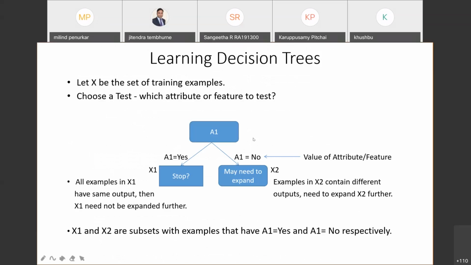Okay, so let me continue and then we will go into a little more depth now. Now let X be the set of training examples. Let's choose a test on an attribute.